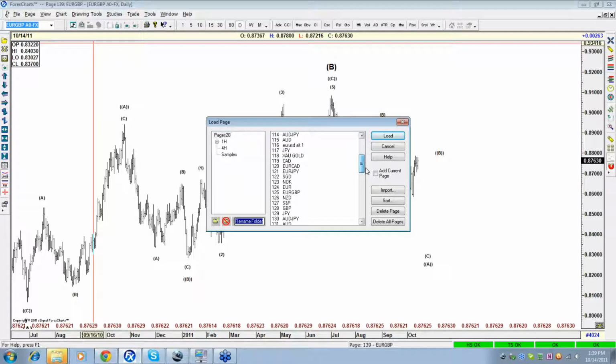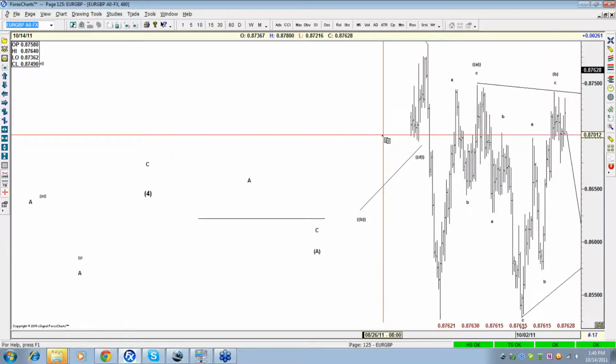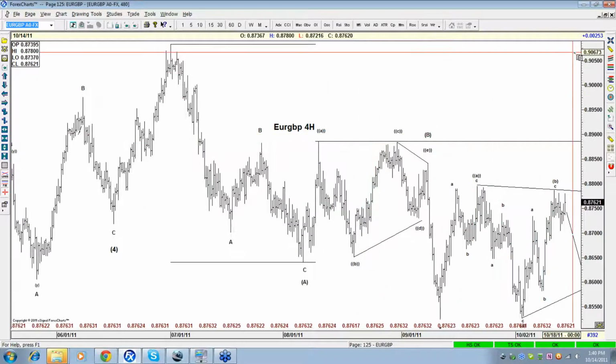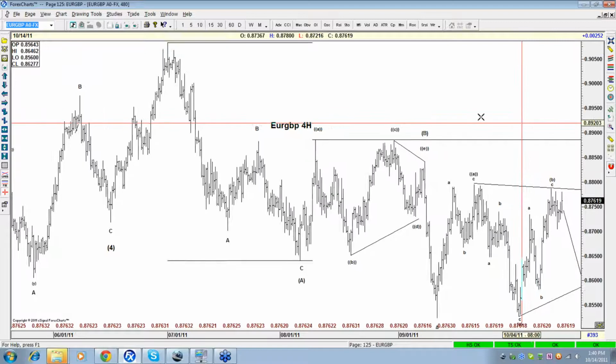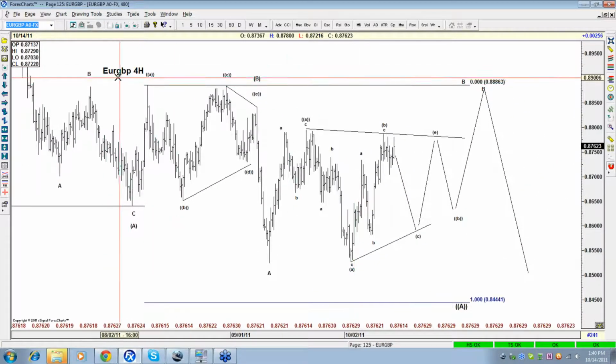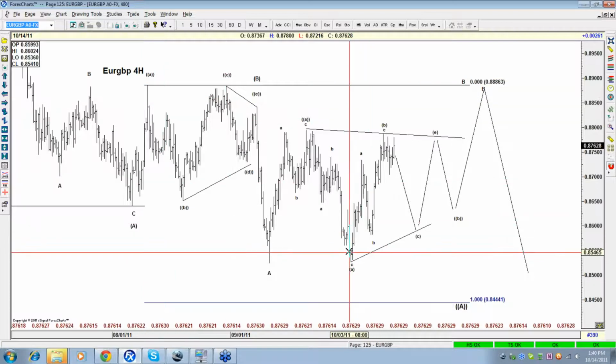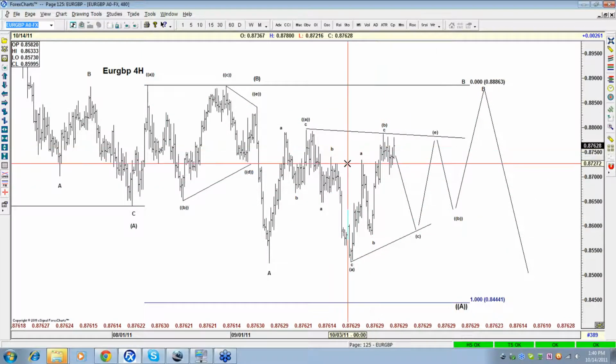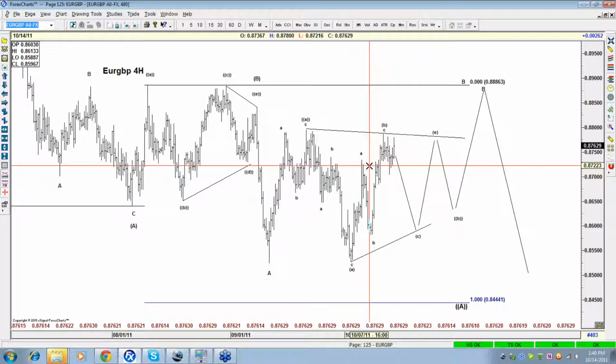That's how I see it. One second, let me put the 4-hour on the euro pound. On the euro pound, we're showing two counts, one on the daily and one on the 4-hour, which is this one, like it's doing a wave 4 triangle, a wave B triangle, I'm sorry. How do you see it?